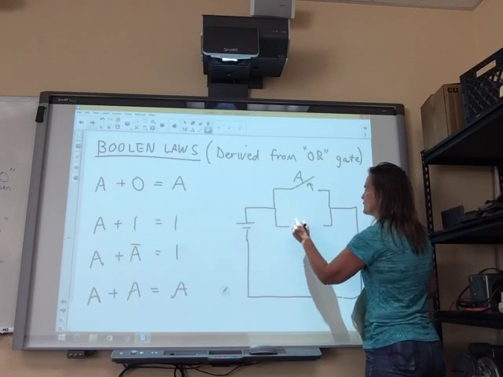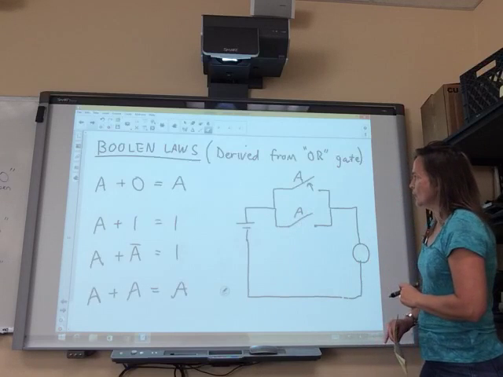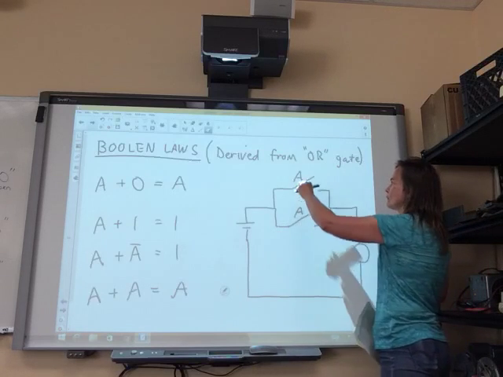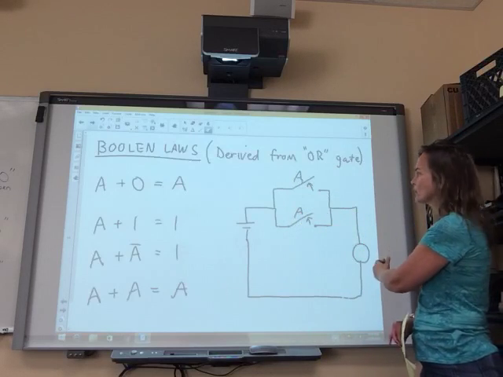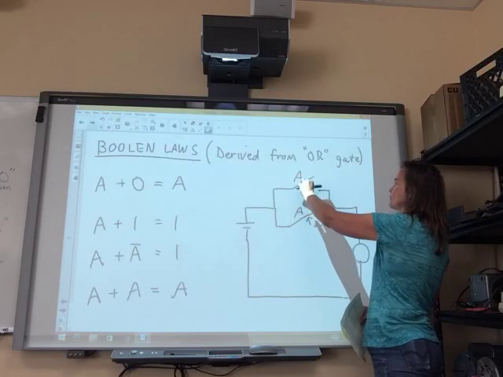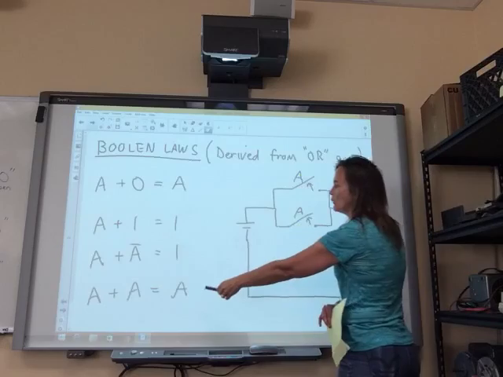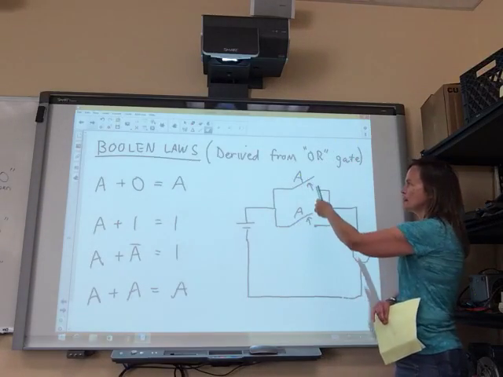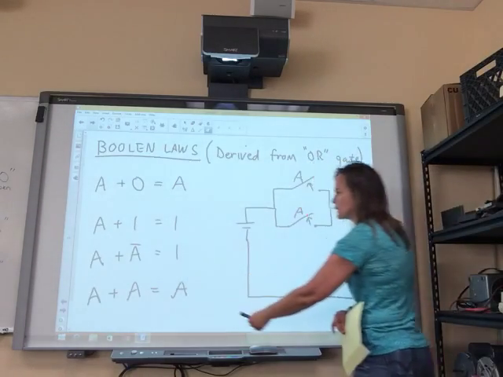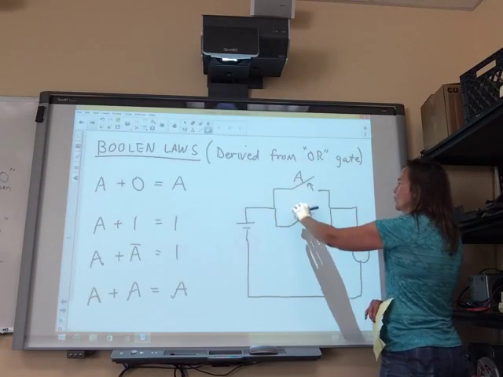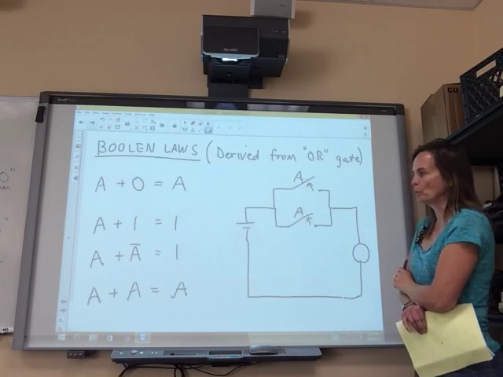Let's look at the fourth one, where whatever the top switch is going to do, the bottom switch has to do the same thing. So if A is open, both of these will be open and the light bulb won't light. If one is closed, the other closes, and the light bulb will light. So the output is completely dependent on the state of the input A. So this is where we get this law from: A or A is A, whatever state it is, the output will match that.